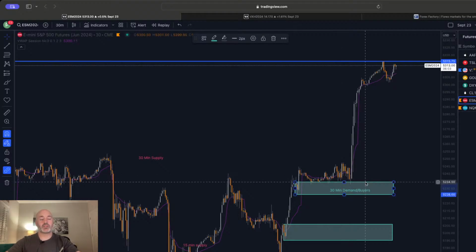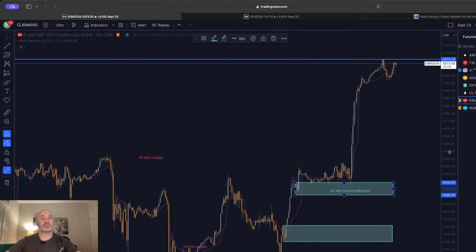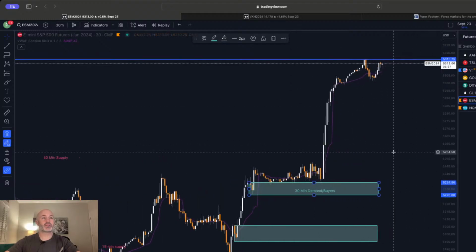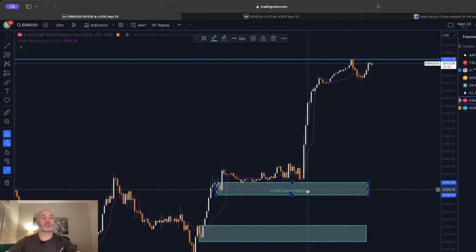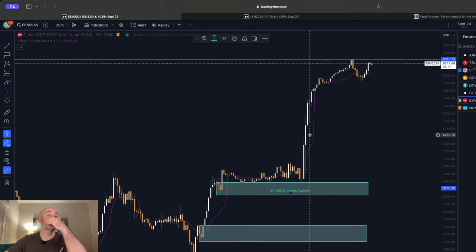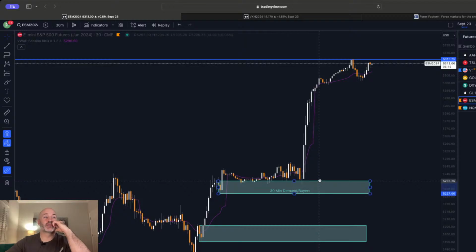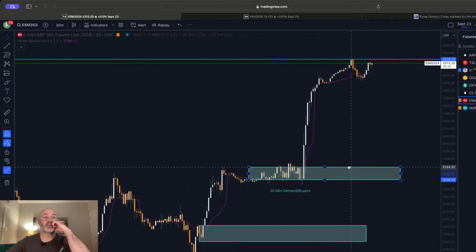We actually have another supply zone formed that's right here. It's a 30-minute supply, but then we also have a 30-minute here where you basically have a basing candle and then you have a sharp move up. So basically this supply zone is going to be right here.